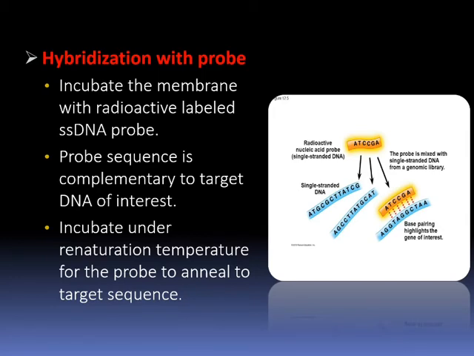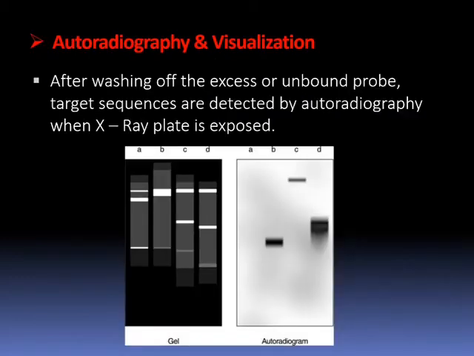The probe sequence is complementary to the target DNA of interest, because you know what you are going to identify, so you prepare the probe in the complementary pattern. Incubate under the renaturation temperature for the probe to anneal to the target sequence. It has to form hydrogen bonds: A and T will have a double bond, G and C will have a triple bond. That bonding is the annealing to the target.